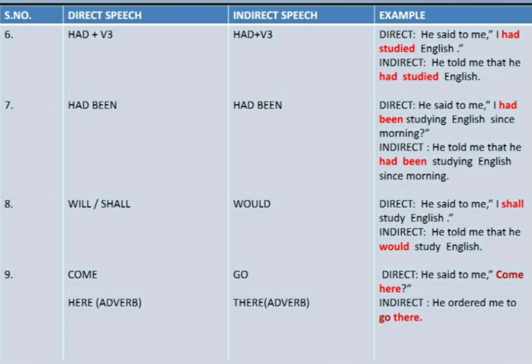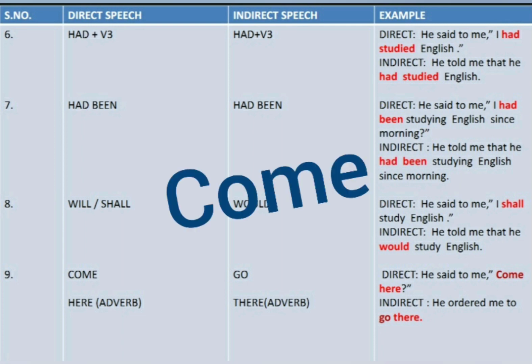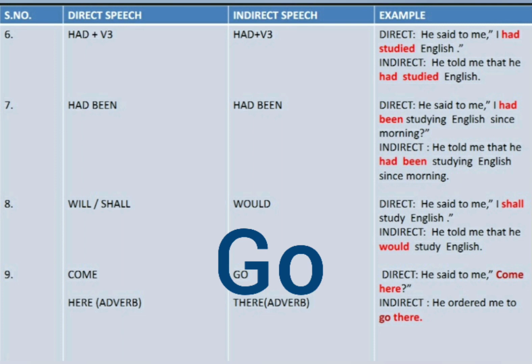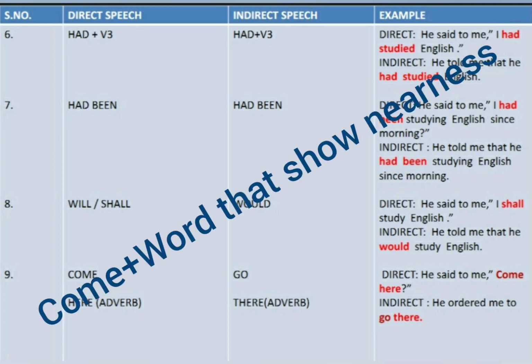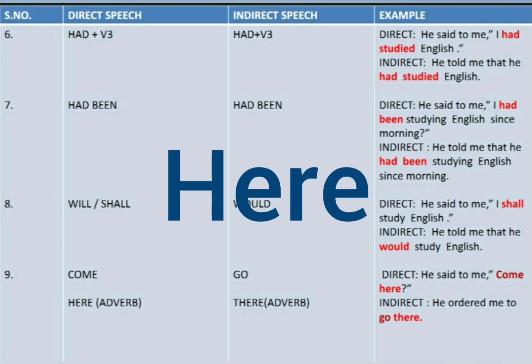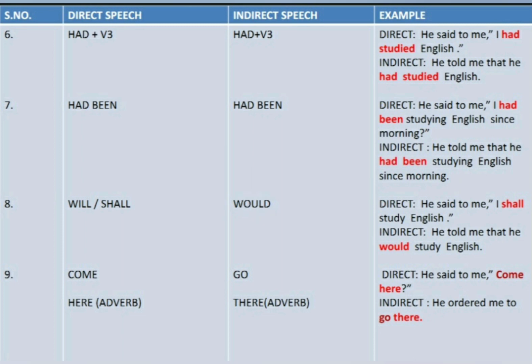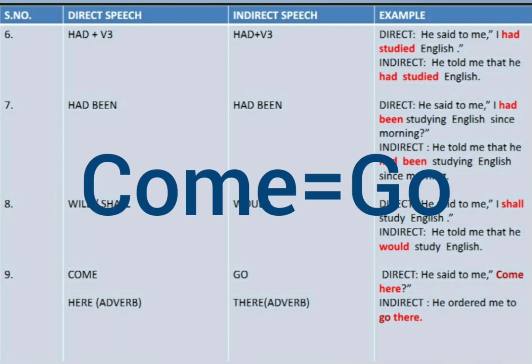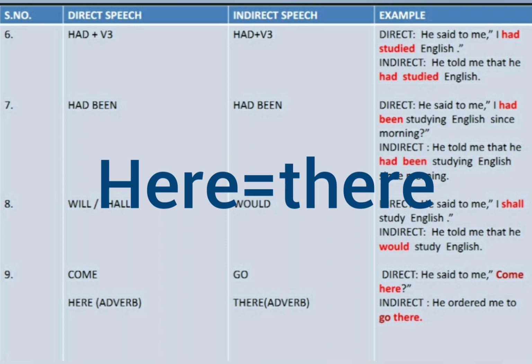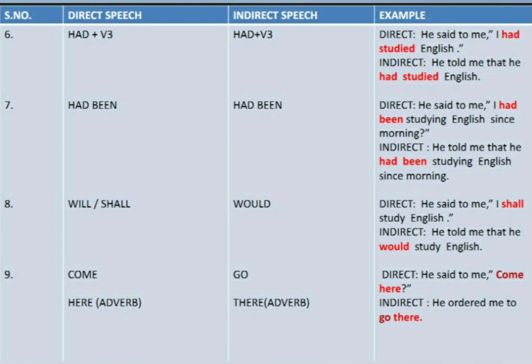If in direct speech you have come, when we convert into indirect speech, it becomes go. But remember, after come, any word should come. Like in this example, adverb here has come. See the example. He said to me, come here. So when we convert into indirect speech, it becomes, he ordered me to go there. Here come has become go, and here, which is an adverb, is converted into there.